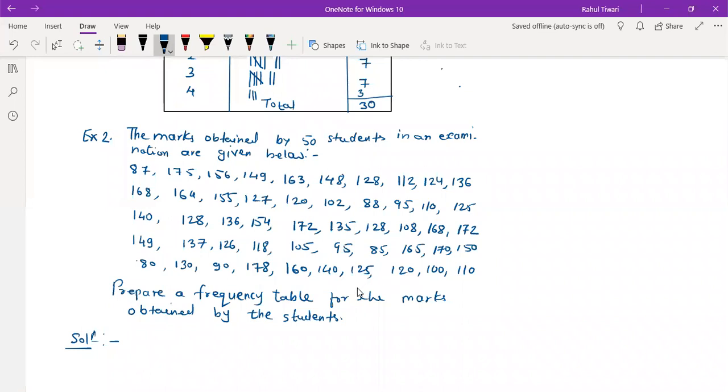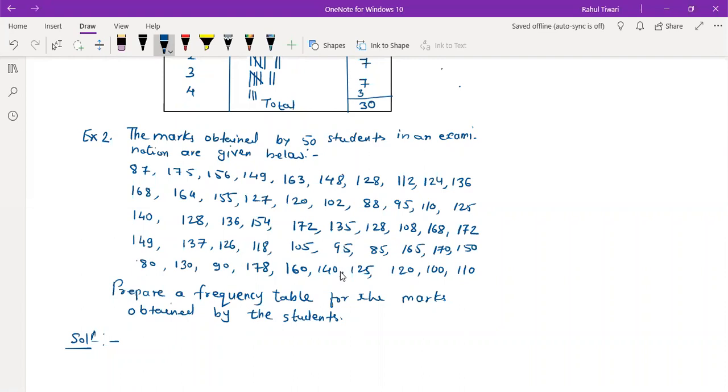What is the smallest number here? 80. What is the biggest number? Largest number? 178. Okay. So 178 is here and 80 is here. What is the difference? There is a very large gap between 80, 81, 82, 83 and so on.